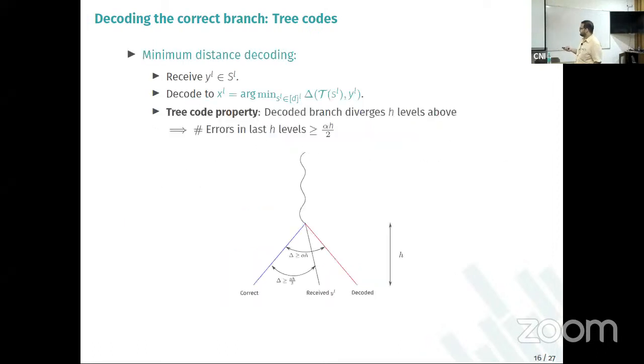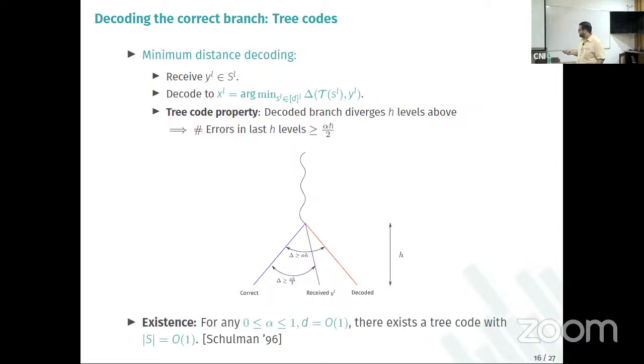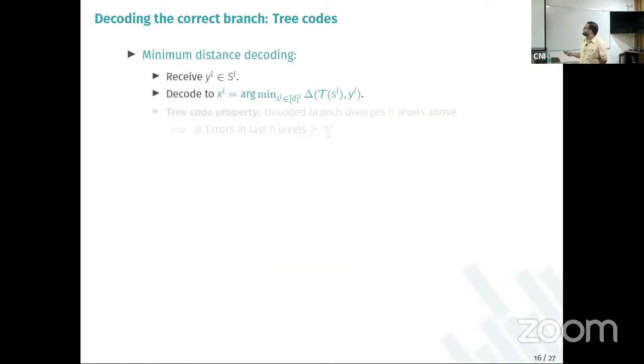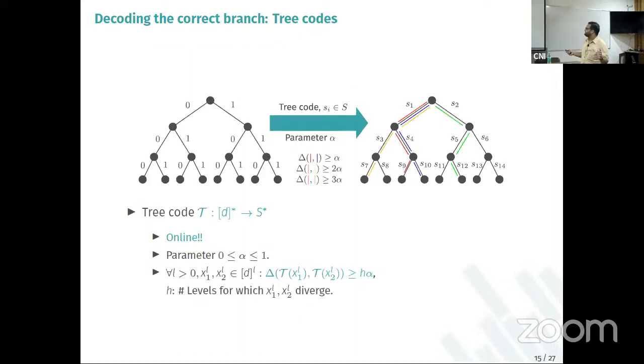You need something smarter. So Schulman, in this paper, proved a great result: given any alpha and any d, which is constant, meaning constant in the depth of the tree, there exists a tree code whose output alphabet s has constant size. Again, by constant I mean constant in the depth of the tree. It of course depends on d and alpha, but it is constant in the depth of the tree. So this is an impeccable result.